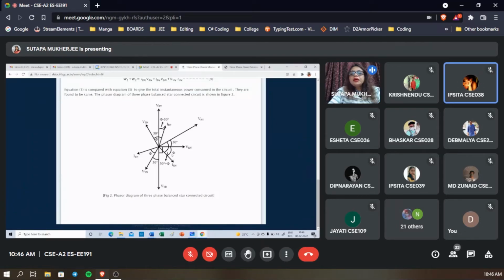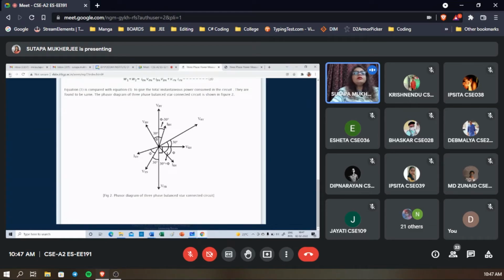And here what is happening, IRN, this is phi. So this will be 30. This is VRN. This is phi. So this is 30 plus phi. Fine. Then you will be able to get the 30 plus phi concept and the 30 minus phi concept.